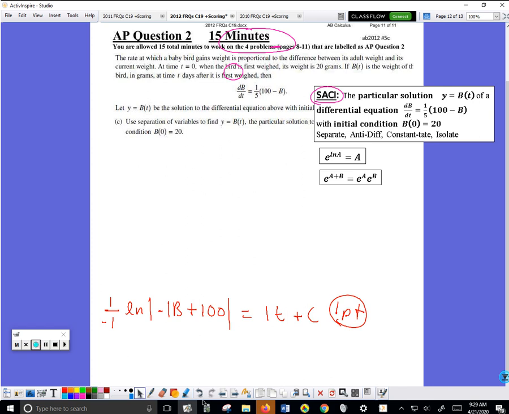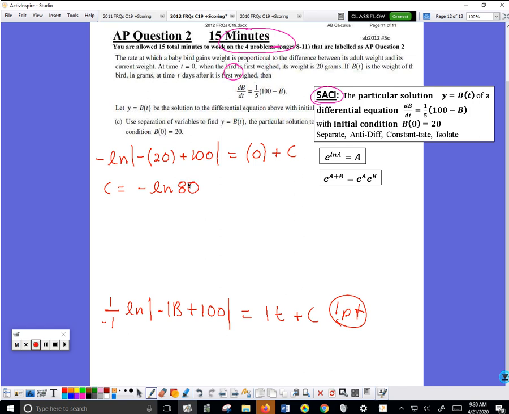So to find C, I'm going to use the equation here in red. Just start working with it. So I have -1 natural log, absolute value. B is going to be 20 when time is 0. So this will be -20 plus 100 must equal, when time is 0. So I figured out C because negative 20 plus 100 is 80. Absolute value of 80 is just 80. So C is equal to negative natural log of 80. You don't have to do anything else. You can just leave it like that.